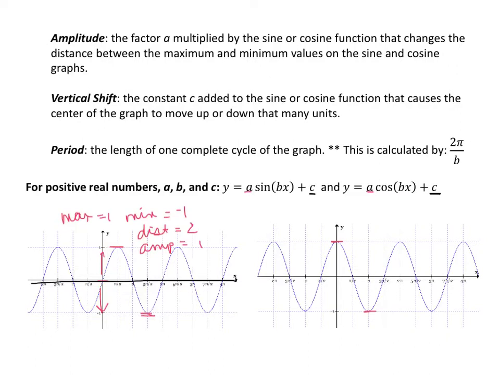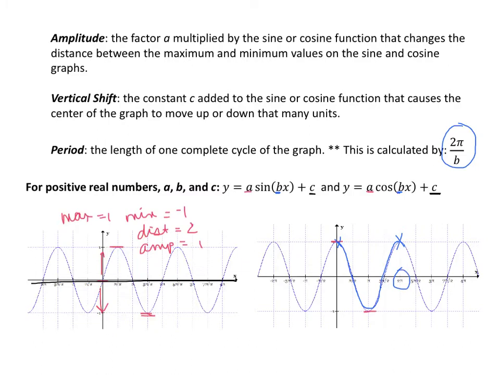The last thing that we need to talk about is the period or the cycle of the graph. This is denoted by the letter B. B is multiplied by x inside the parentheses. The way that you calculate the period of a graph is by taking 2 pi over b. The period is the length of one complete cycle, meaning look at where you start, how long does it take you to end back where you started.